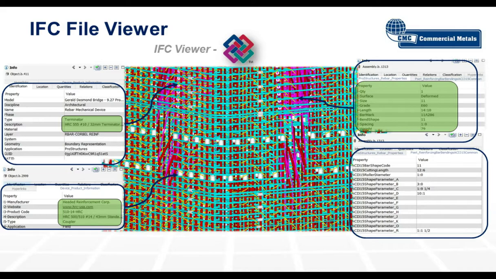The same thing with the IFC viewer. In this model here, we had terminators, so HRC terminators on the end of the bars. And we also had HRC couplers. If you see the information that carries with those couplers, you have the manufacturer, you also have the website. So you can actually link out to the website and look at the specifications of those couplers. Same thing with the rebar, showed earlier, the properties of the bar and the bending properties.